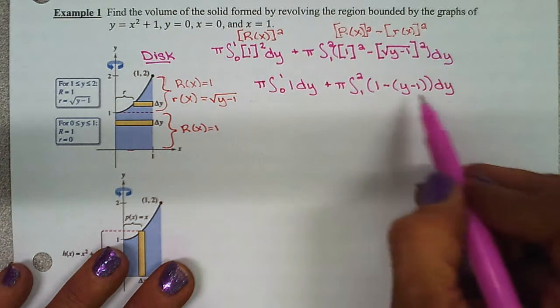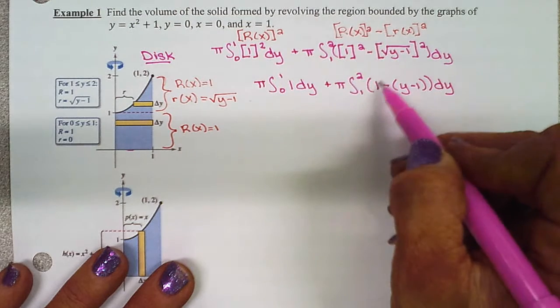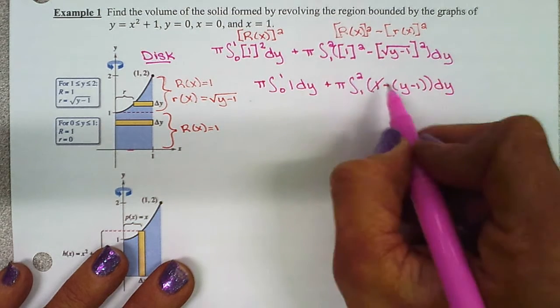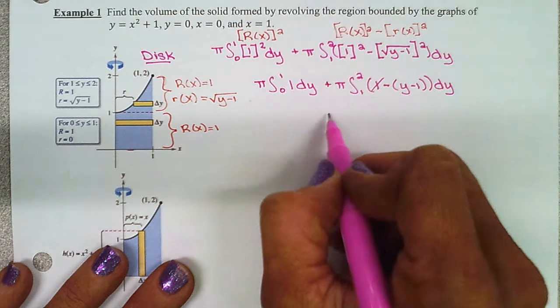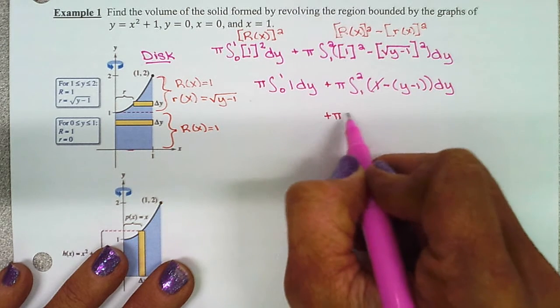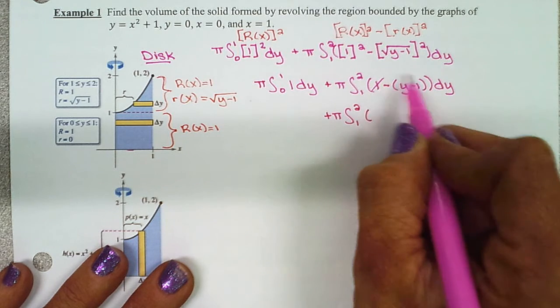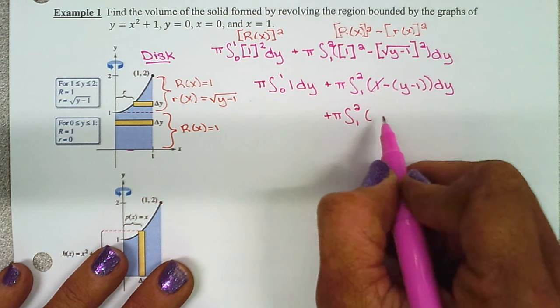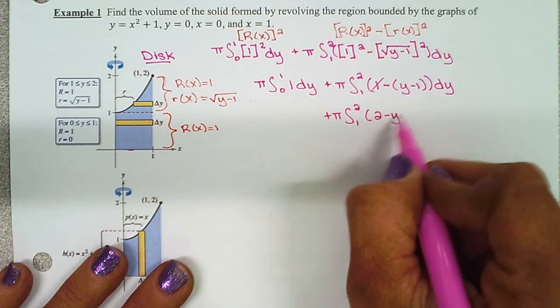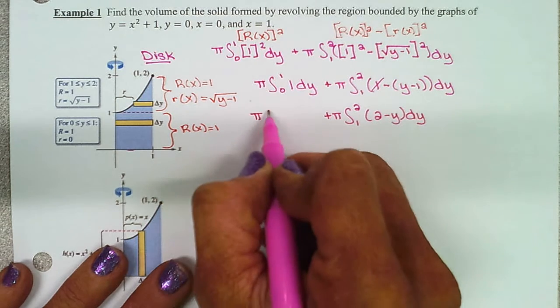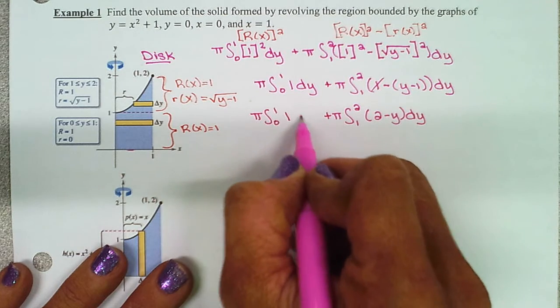On the second one here, the negative is going to distribute to make a plus. That won't cancel out. This is going to end up becoming a pi times the integral from 1 to 2. That's going to become a 1 plus a 1 to make it 2, and then minus y dy. And then we still have our pi times the integral from 0 to 1 of 1 dy.